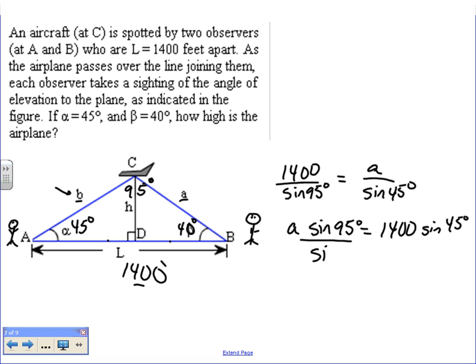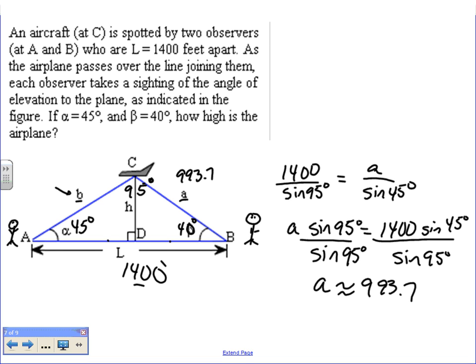And both sides have sine 95, so we divide by it. Okay, and there again, when you get this number, you're going to have to store it. Okay? So let's put it in. 1400 times sine 45 divided by sine 95. So about 993.7. I guess that would be the feet. Okay.